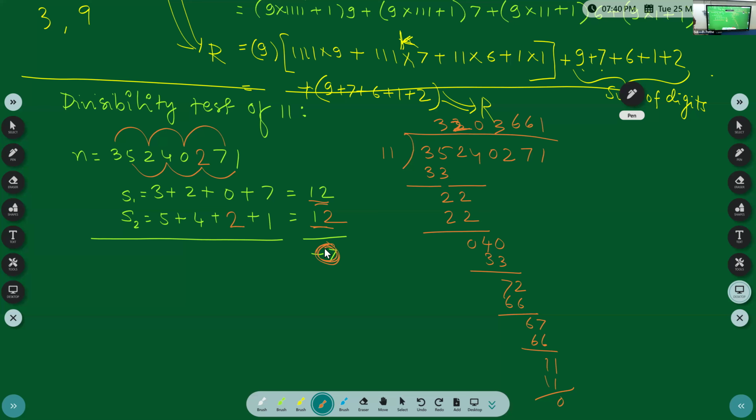So alternate digits are to be added. One sum is S1, another sum is S2. You subtract them and check whether the number that you get after subtraction is a multiple of 11 or not. If it is, then it is divisible.